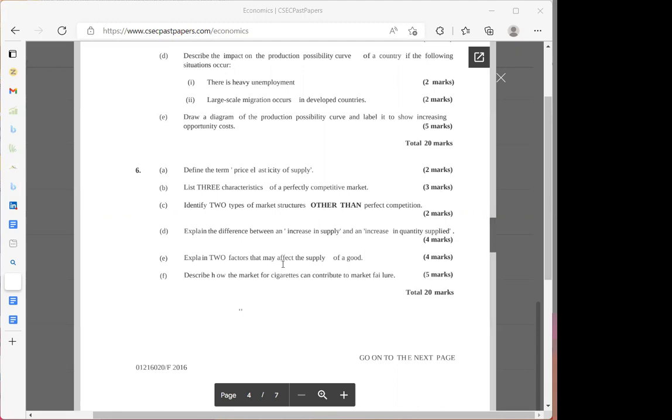Describe how cigarettes can contribute to market failure. How the market for cigarettes contributes to market failure. So first, you need to identify what type of market failure this is. I would even define what market failure is because it's for 5 marks, right? So this is a steep question to begin with. So you need to bring out a lot of points and tell me what type of market failure cigarettes fall under. Because earlier in another question, we looked at the different types of market failures.